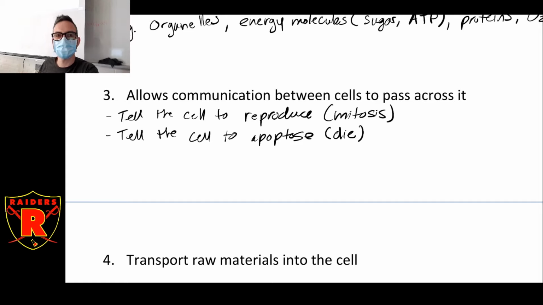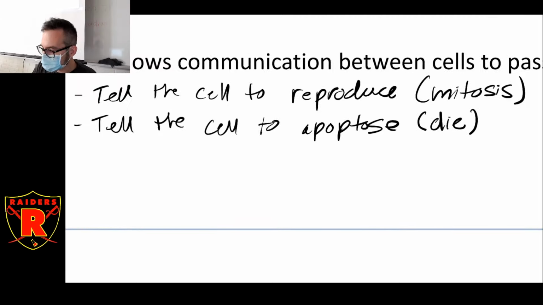Used too much, or worn out? You're on the right track, it's worn out, exactly. So the cell is too old, right? It's not functioning properly. So you'd want to tell a cell to die if it's not functioning properly.